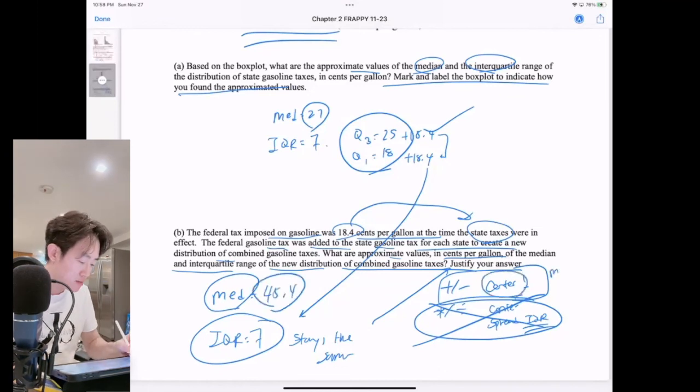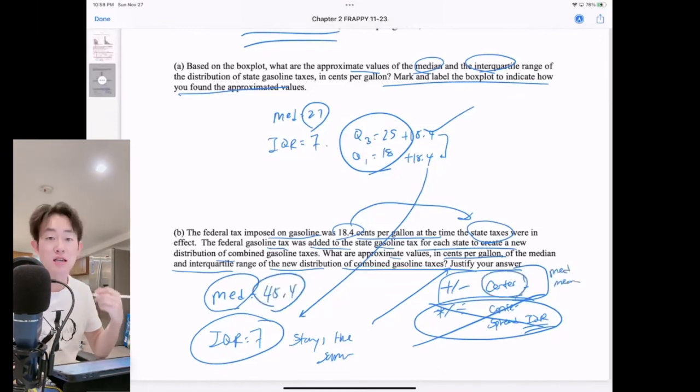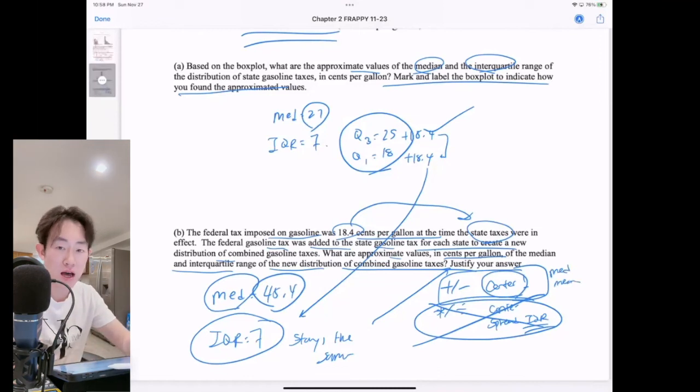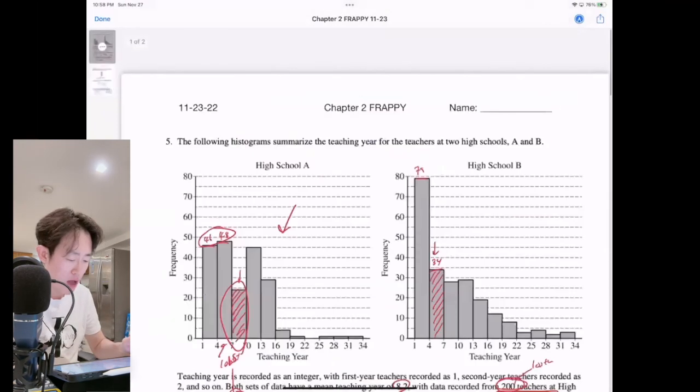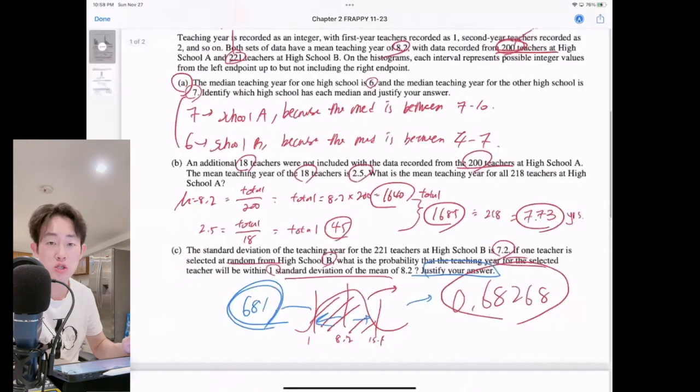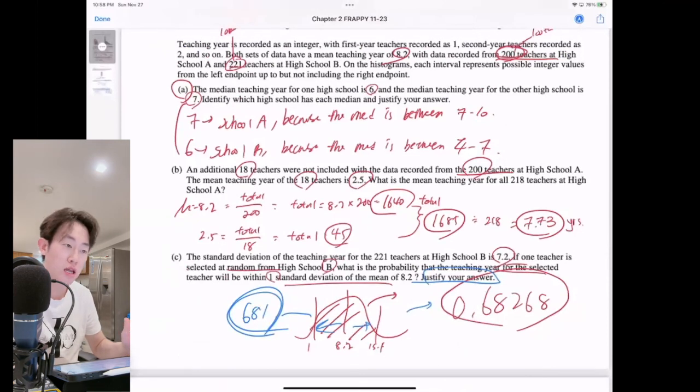Remember, the center, the median and the mean, always gets affected by adding or subtracting values to the data set. Okay, very simple FRAPPY here. I hope that this wasn't too much trouble for you. I hope this helps in understanding the free response questions that you'll be doing tomorrow, and have a wonderful day.